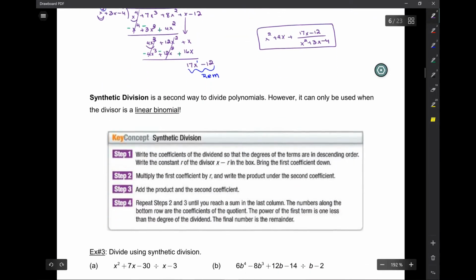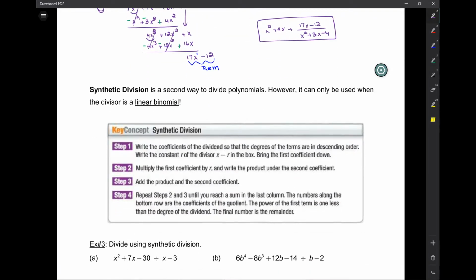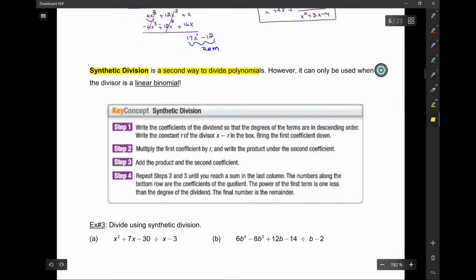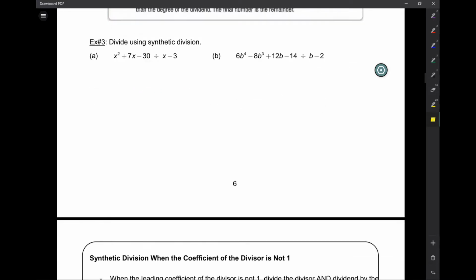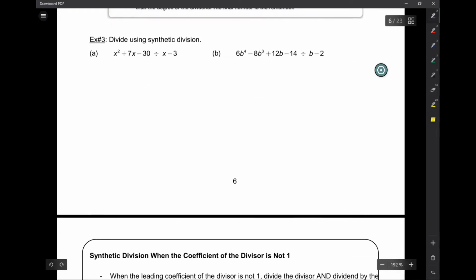Okay, so next. All right, so next we're going to talk about synthetic division. Synthetic division is a second way to divide polynomials. It's sort of like fake division. So let's talk about how we do this. The good part about it is it's very efficient. Instead of having to carry on the x's, the variables, you could just let go of the variables and just deal with the coefficients. Okay, so let's go with this first one.